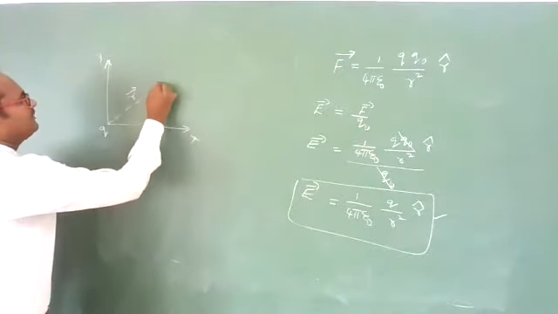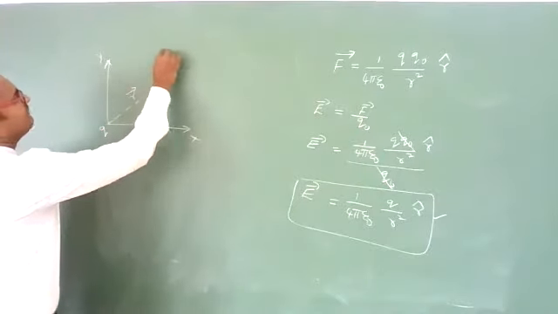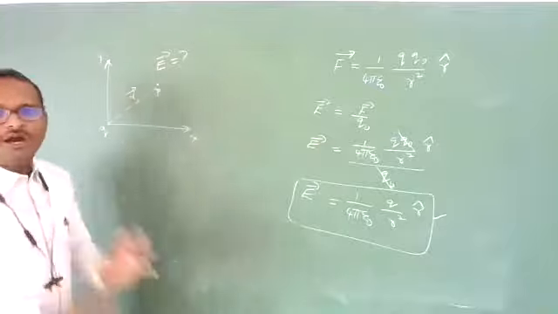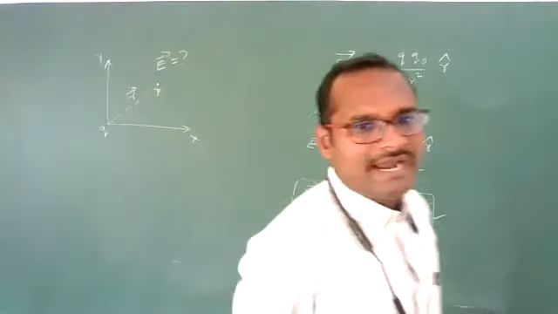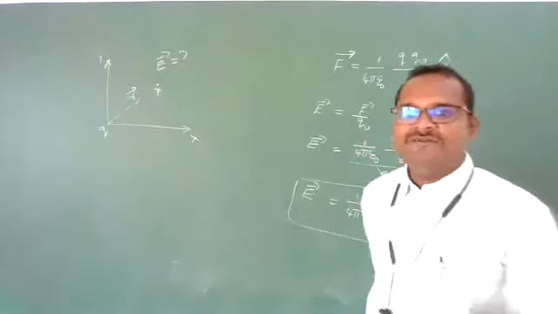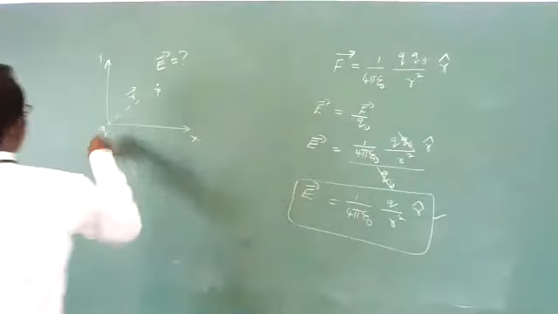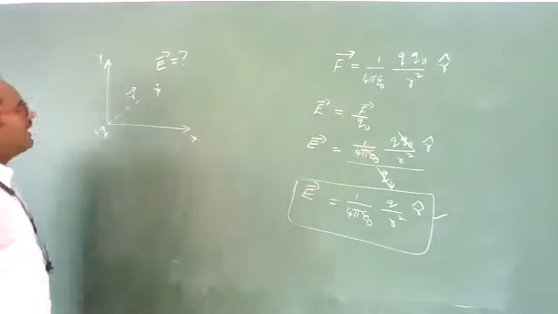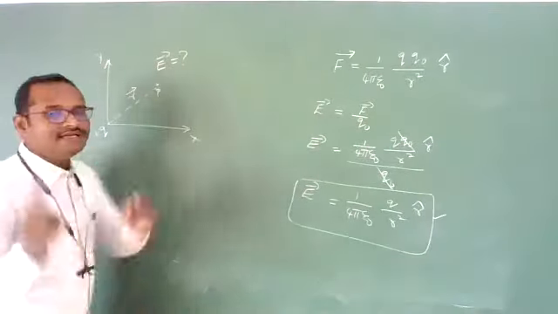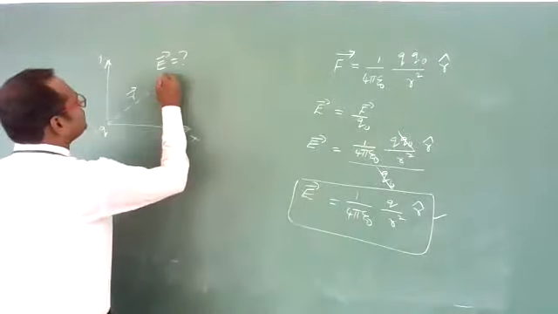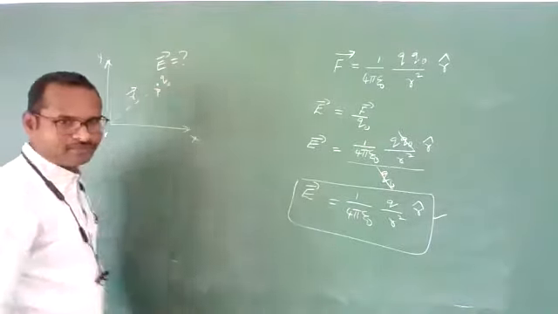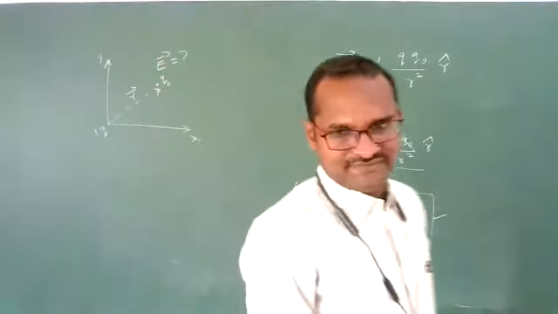At this point P, we need the electric field. What is the electric field at this point P? How to find it? At a distance of r bar, what will be the electric field? Simple technique: where you want the electric field, there you keep a positive test charge q naught. Yes, we have kept.